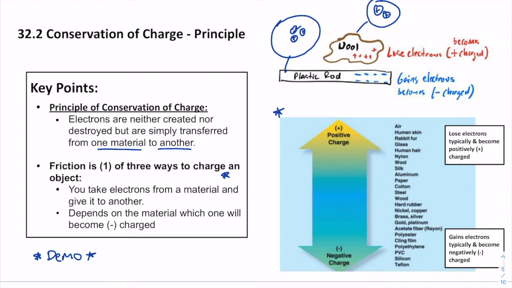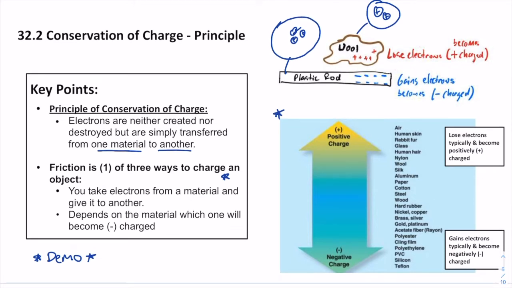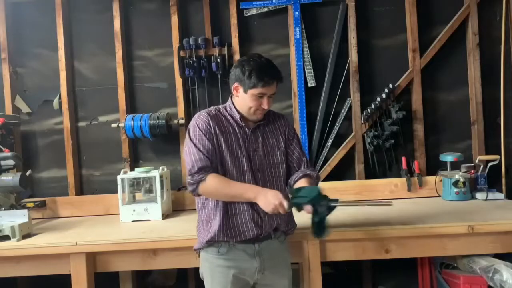And here we have something called the triboelectric series. This can allow us to predict what objects, when rubbed together, are going to steal electrons and which ones are going to donate electrons. But let's see very quickly, to remind ourselves, what the result of this looks like.